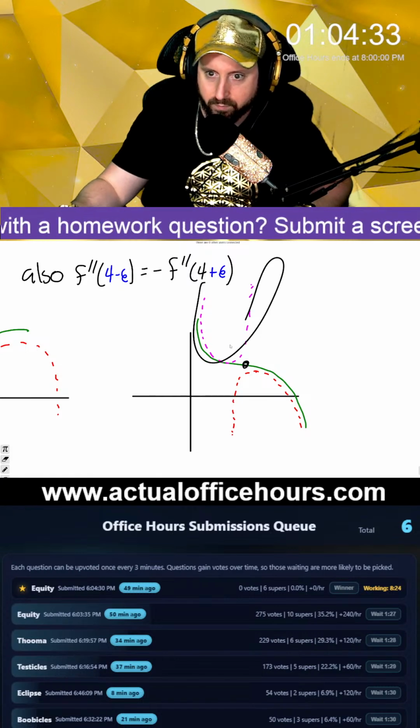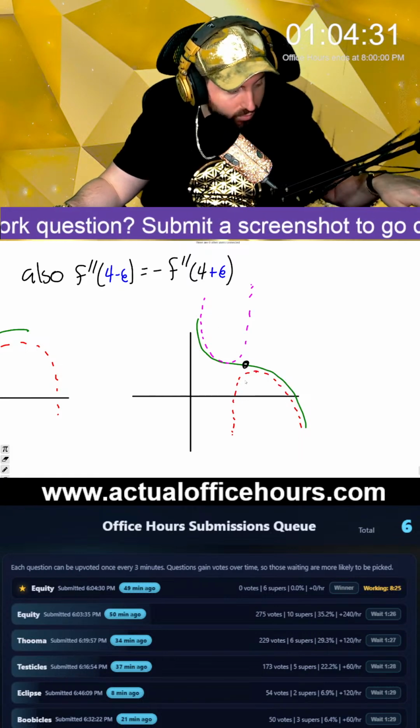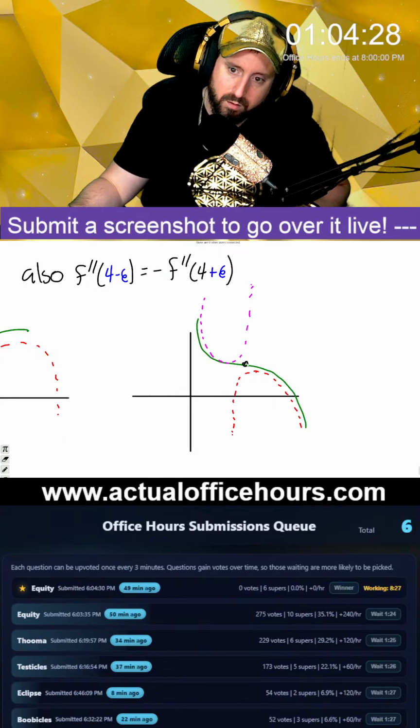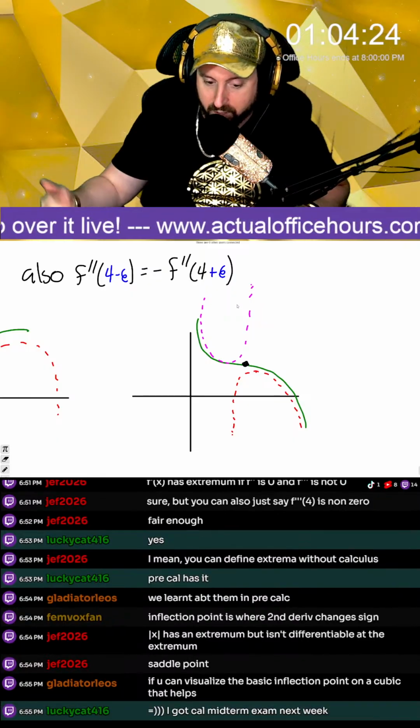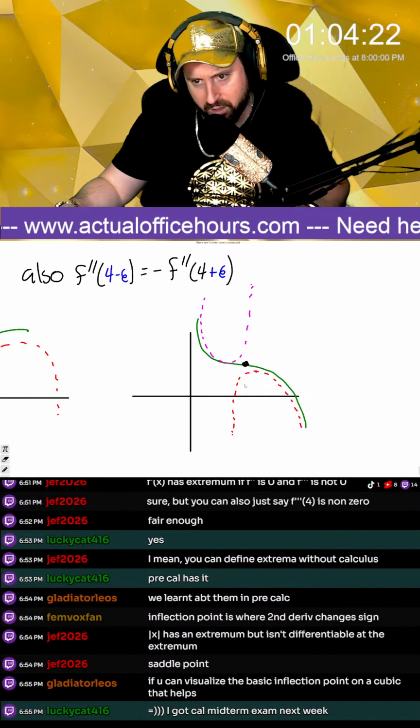But sure, this is another example of an inflection point, right? Because you're going from happy face concavity to sad face concavity. And then this is another extremum, right? Because extremum can also mean an extreme minimum, I guess.